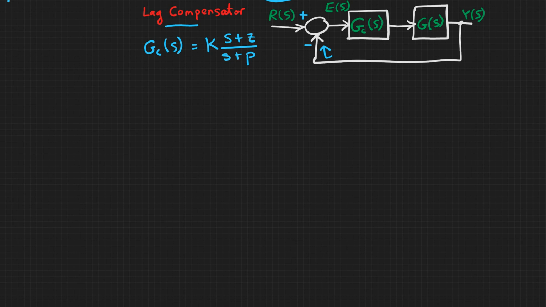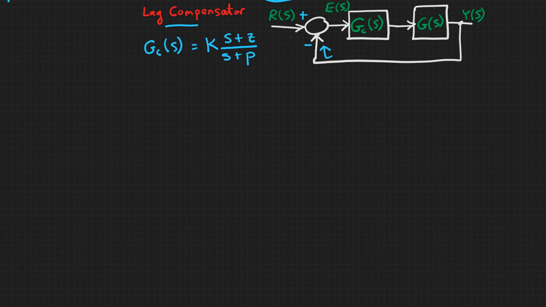Okay, so the last time we talked about the lead compensator, so this time we'll be talking about the lag compensator. Most of the time the lag compensator is used to enhance or to improve the steady state error. And this is why it's important to do some steady state error analysis in this exercise.